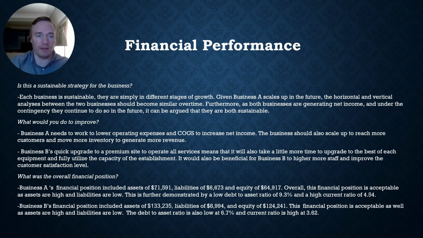Business B's financial position included assets of $133,235, liabilities of $8,994, and equity of $124,241. This financial position is acceptable as well as assets are high and liabilities are low. The debt-to-asset ratio is also low at 6.7% and current ratio is high at 3.62.